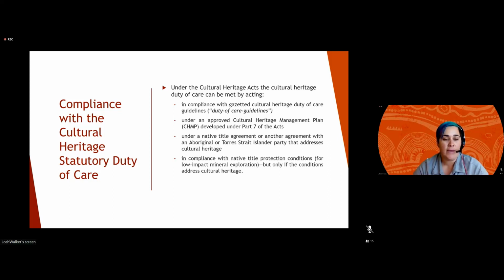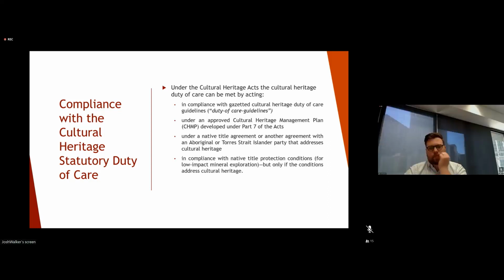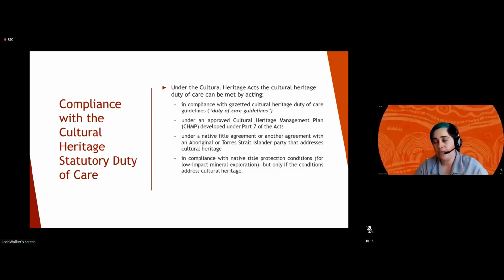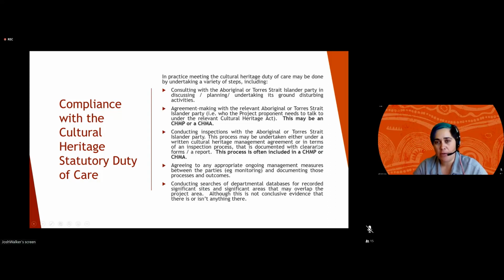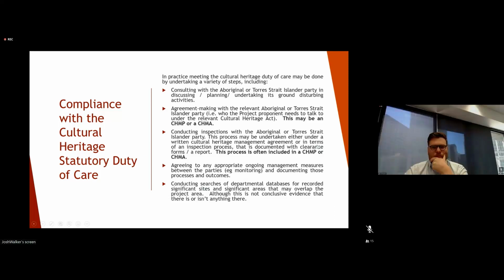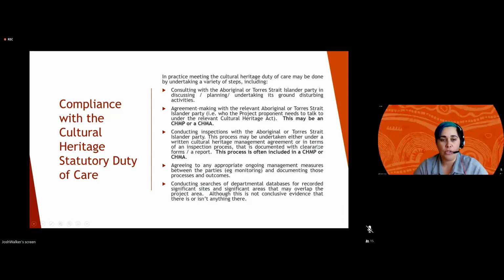Now, the other way you can do it is under what's called another agreement. This is actually the most common way in Queensland that we deal with this. They might be called a cultural heritage management agreement, an inspection agreement, or terms of reference. They all have different names depending on which lawyers drafted it, but basically it means the same thing, and it just sets out how the parties are going to work together in order to make sure that cultural heritage is protected whilst project activities are being done.